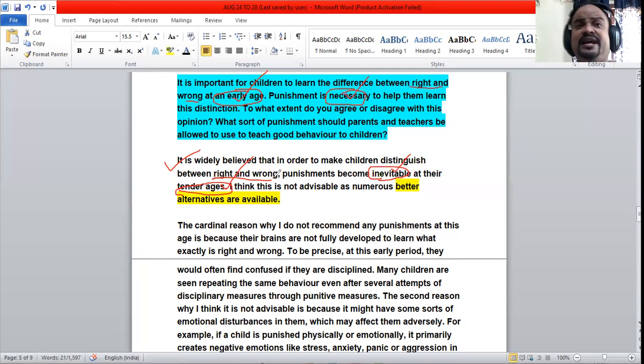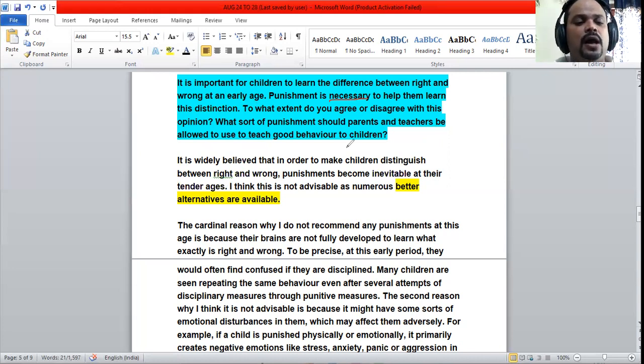Is it necessary at this age, at an early stage? That's the question. Necessary means it is inevitable. It should be made mandatory. It is not optional. It is a must. It should be there. We need to punish children at a very small age.